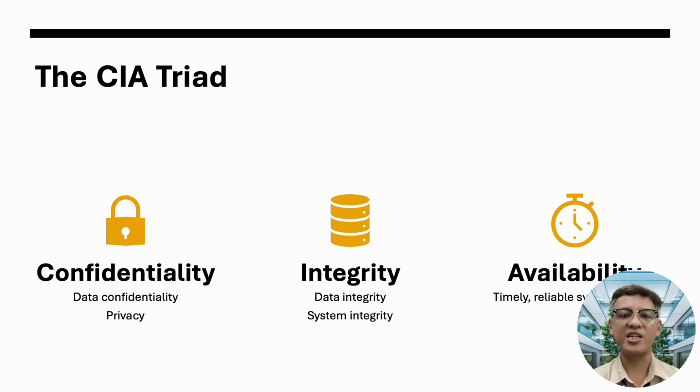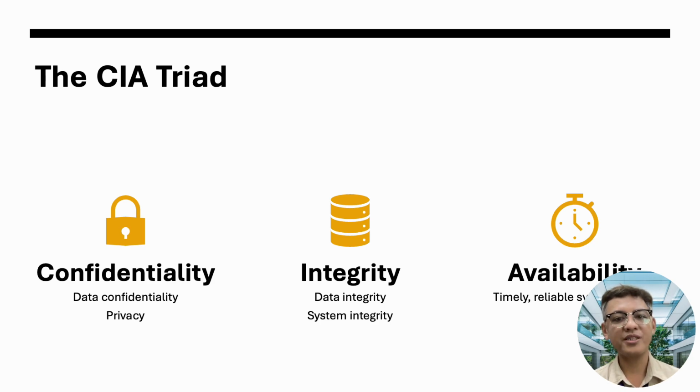Integrity involves making sure data and systems are accurate and reliable. Data integrity means that information is protected from unauthorized alterations, while system integrity ensures that the systems function exactly as intended without unauthorized interference.